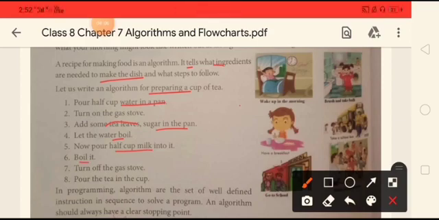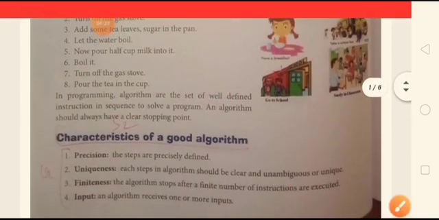Then our next step is to boil it. When it gets boiled, our next step is to turn off the gas stove. Then our last step is to pour the tea into the cup. So this is the step by step process for completing the task of preparing a cup of tea. This is also an example of an algorithm.